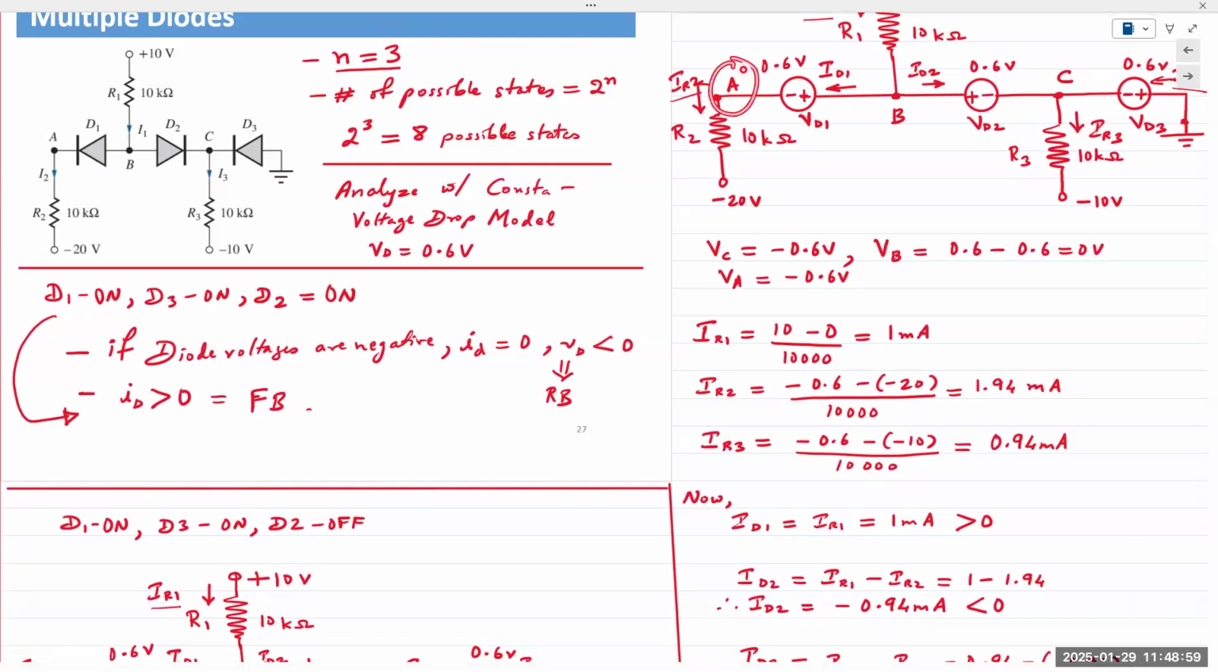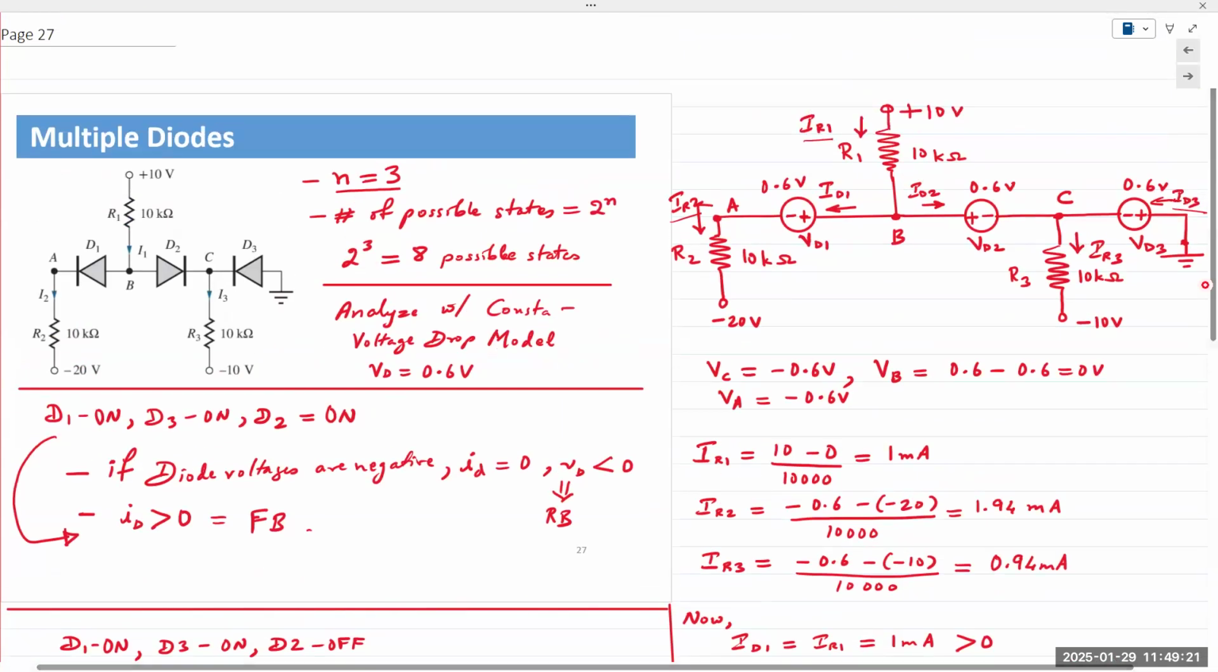So I'll take a look at the voltages at A, B, and C. Since I want to find current, I need to apply Ohm's law. For Ohm's law, I have the resistor values, but I don't have voltage. So in order to find voltage, I'm going to apply KVL. Yes. I will explain.